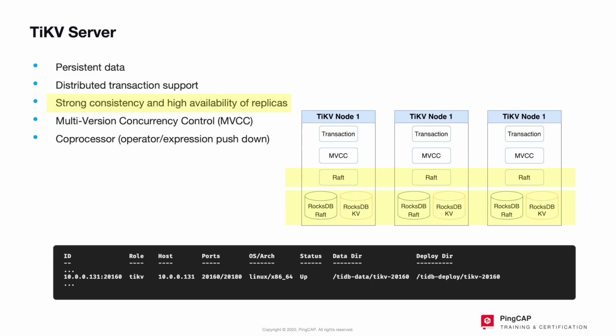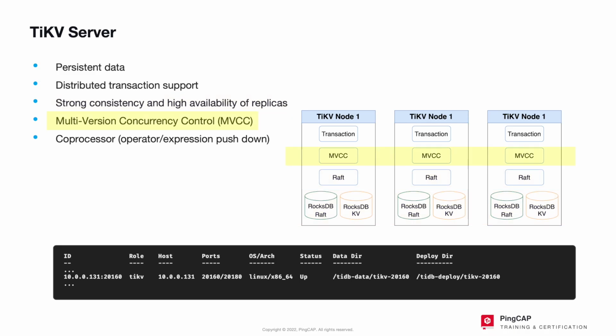Next bullet, strong consistency and high availability of replicas. In the raft algorithm, data is stored in regions. Each region has 3 replicas. By default, a replica cannot be larger than 96 megabytes. If a replica exceeds this size, it is split into multiple regions. This helps ensure that TiDB can scale dynamically.